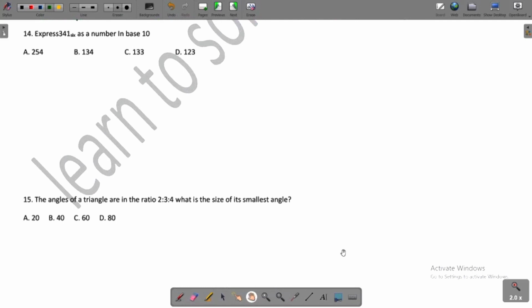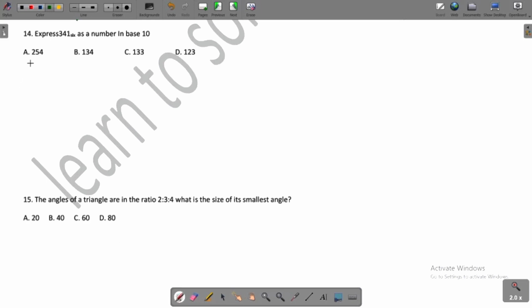Question number 14 says, express 341 base 6 as a number in base 10. As I've said earlier, if you are solving a number in a particular base, a digit in the number should be lesser than the base, at least lesser than it by 1. So in this case, we have to convert this number, 341 base 6, to a number in base 10. If you are converting a number from a particular base to base 10.